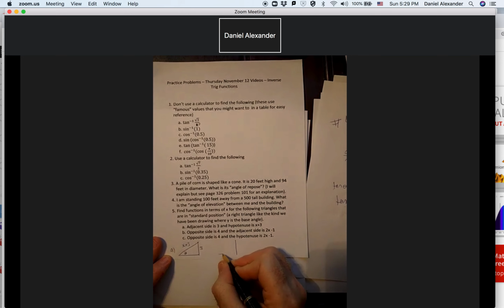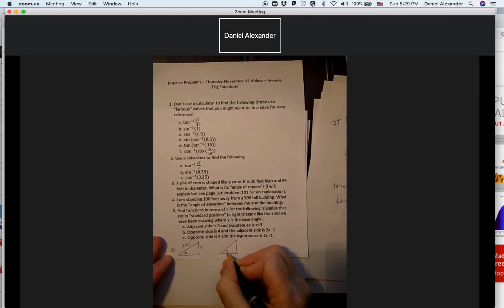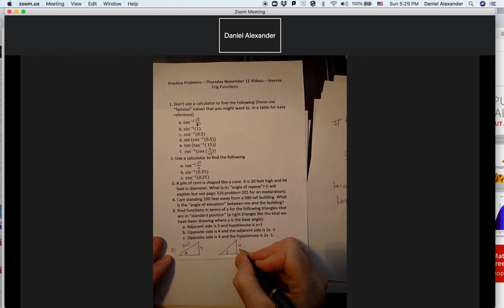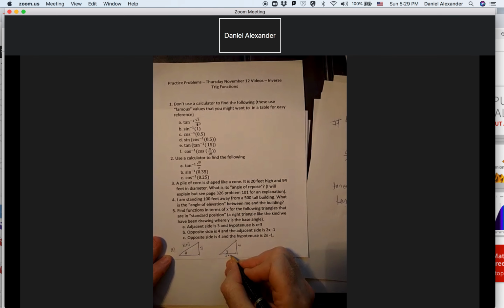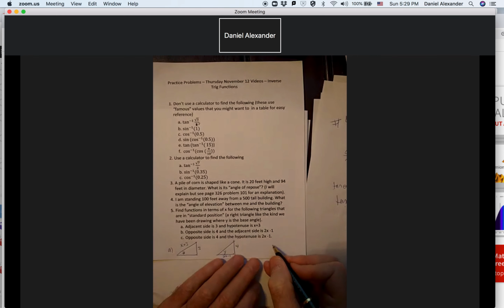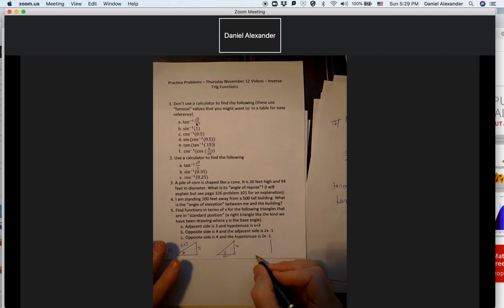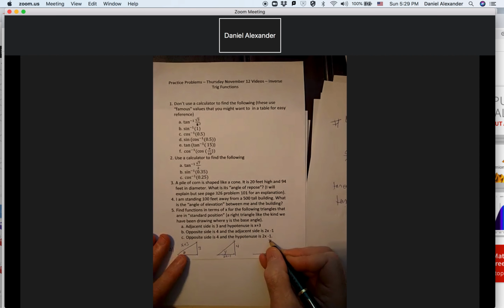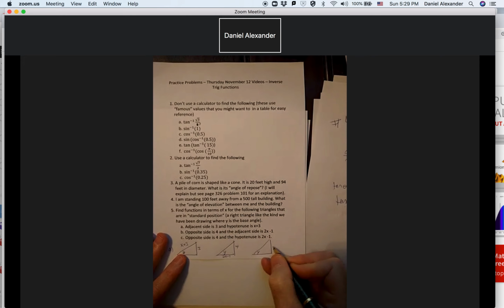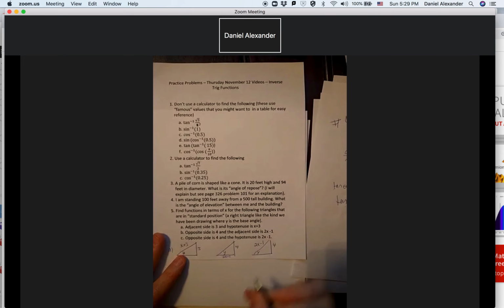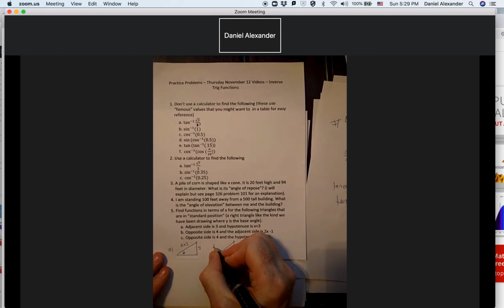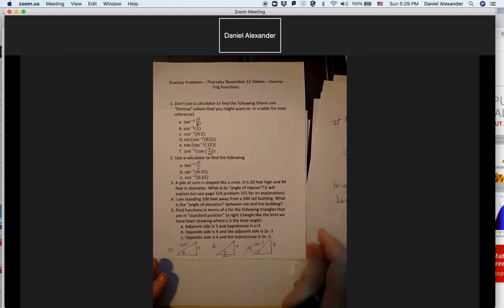B, that triangle is going to be opposite side is 4, adjacent side is 2x minus 1. And then C, opposite side is 4, hypotenuse is 2x minus 1. Okay, so these are the ones we're going to do. So I'll start with A.